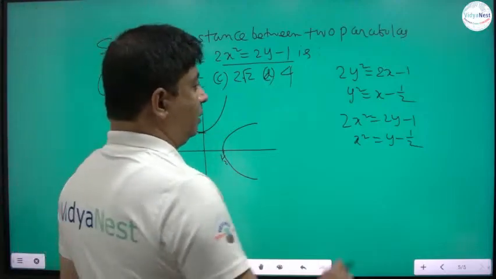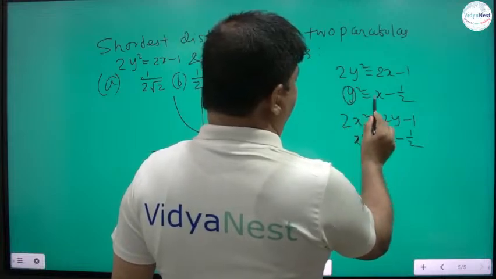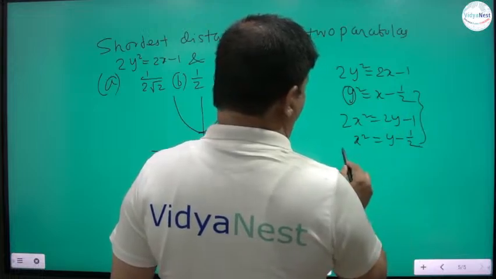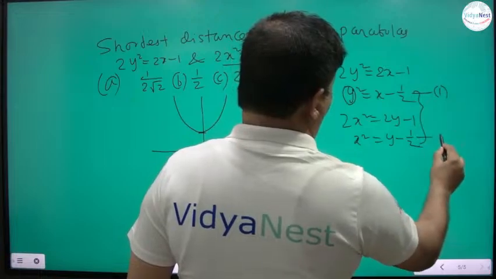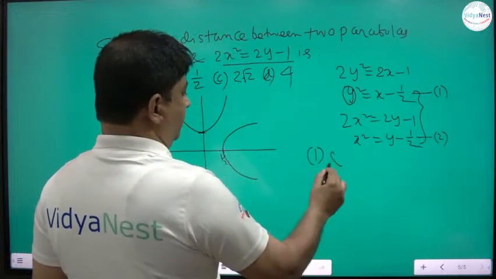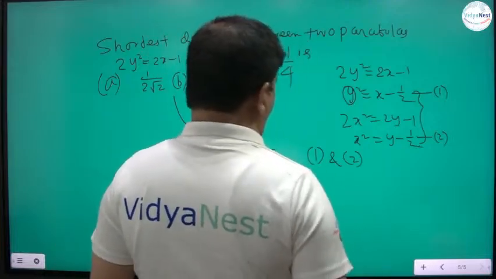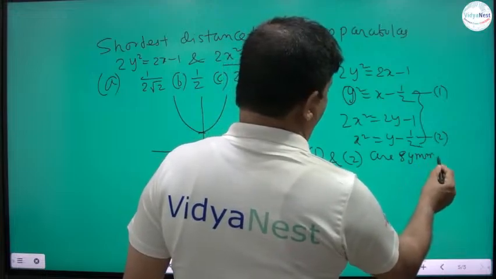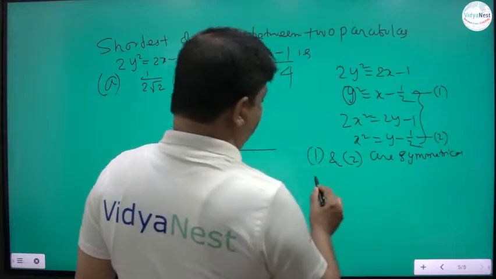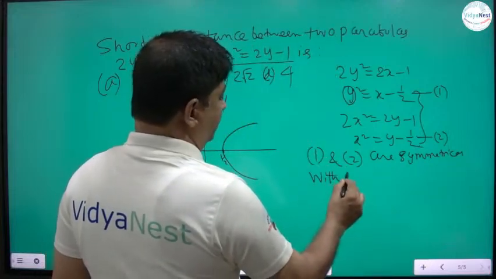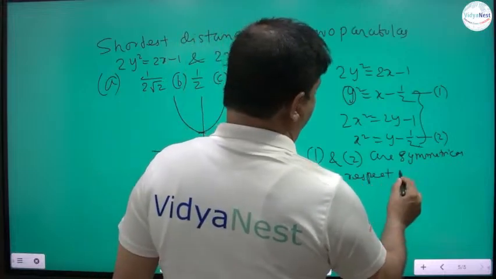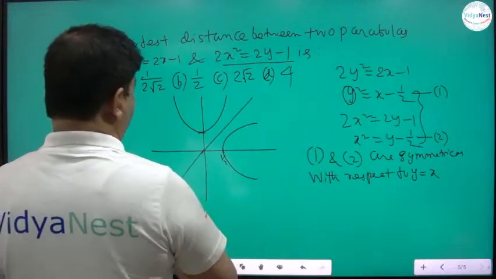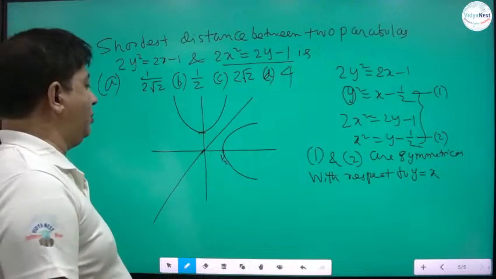And see, if you put x in place of y and y in place of x, you can shift one to another. That means if this is curve 1 and this is curve 2, 1 and 2 are symmetrical with respect to y is equal to x. They are symmetrical with respect to y is equal to x.